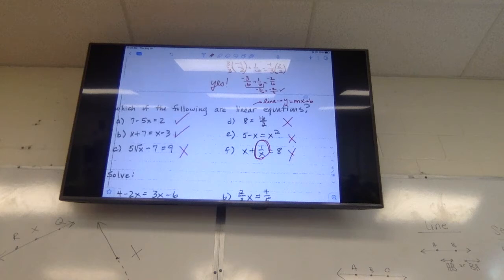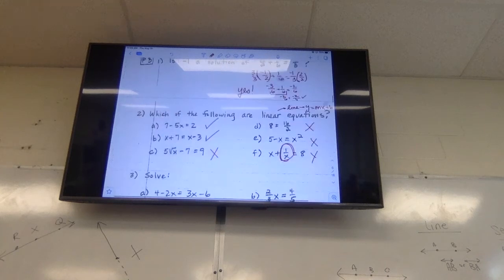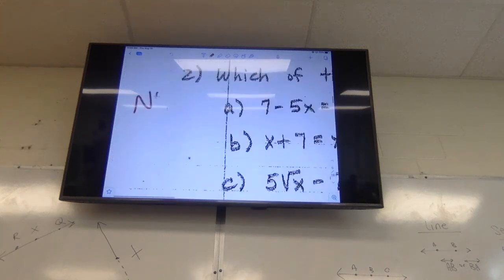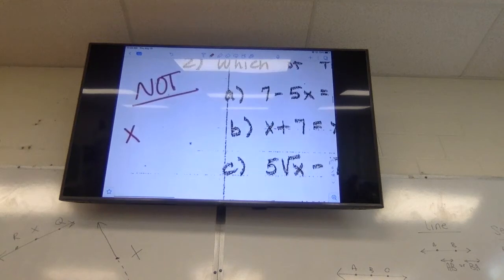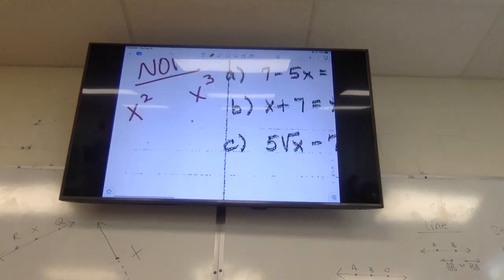This is more for you to see. I'm not gonna put this on the test. This is like silly, I think, but it's important to see what looks like a line, what doesn't look like a line. Some things that are definitely not linear equations, and you can choose to write this or just listen to me. Anything with an x squared is definitely not a linear equation. Anything with an x cube is definitely not. Anything with a radical x is not.